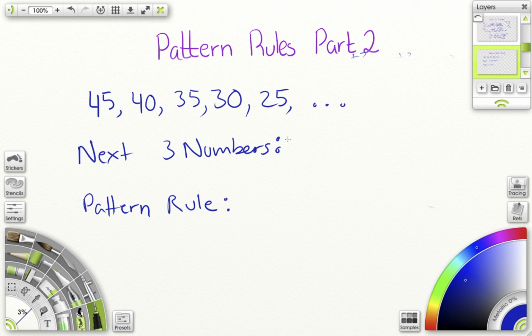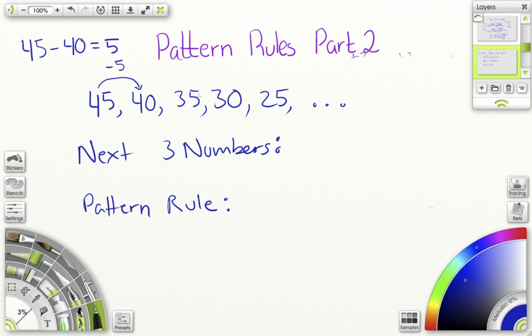In order to do that, I need to know what the pattern rule is. So what's the difference between 45 and 40? The number is going down, so I know I have to subtract. How much do I subtract by? This one's easy. I just take 45, my bigger number, minus 40, my smaller number. That gives me 5. So to get from 45 to 40, I minus 5.